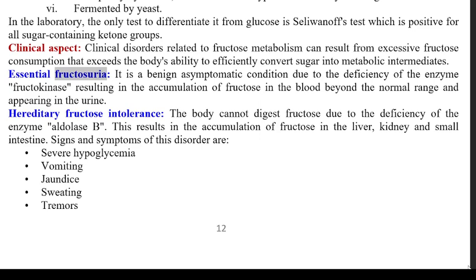Essential fructosuria. It is a benign asymptomatic condition due to the deficiency of the enzyme fructokinase, resulting in the accumulation of fructose in the blood beyond the normal range and appearing in the urine.